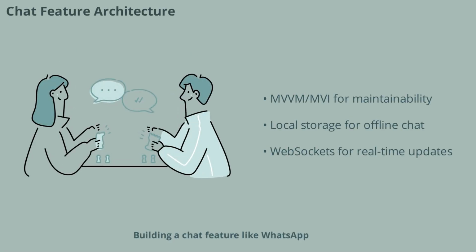Building a chat feature like WhatsApp requires real-time communication and robust architecture. Use MVVM or MVI to separate UI from backend logic. Store messages locally with Room for offline access, and sync with a server using Firebase or custom solutions. Push notifications alert users of new messages, and real-time updates are achieved with WebSockets or Firebase Realtime Database. Encrypt messages to ensure privacy and security.